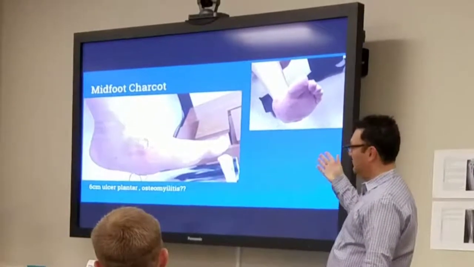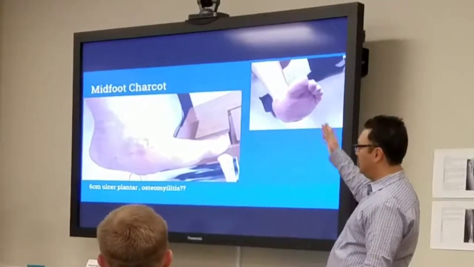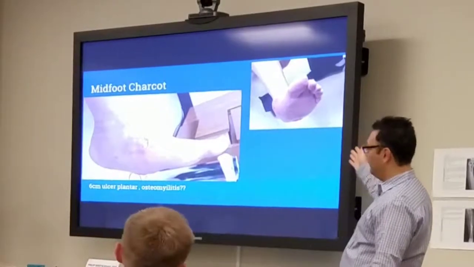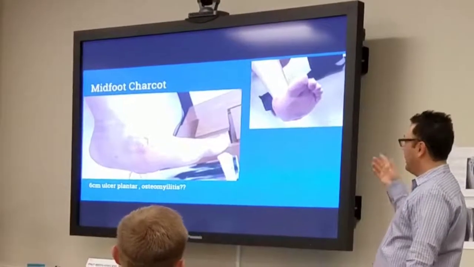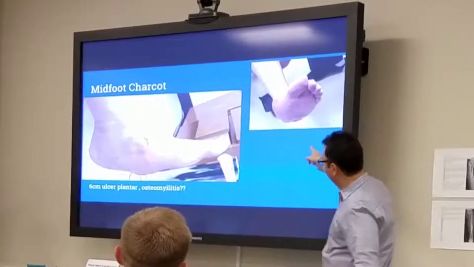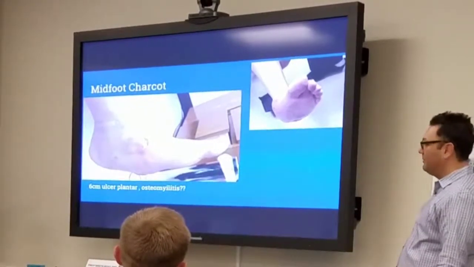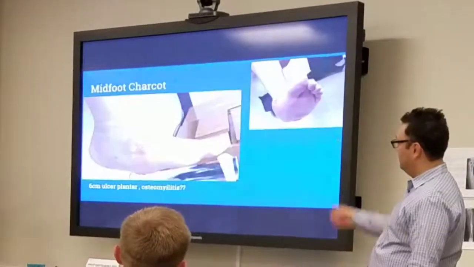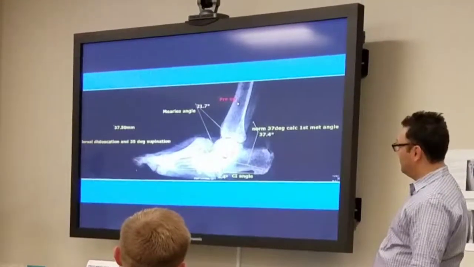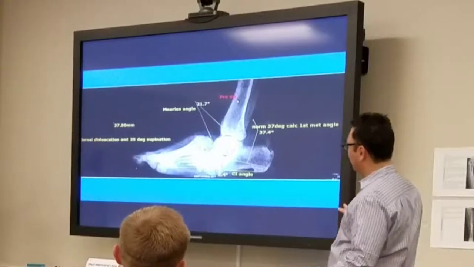Charcot foot. You can see a lot of equinus, a lot of rocker bottom, forefoot abductus. Had a plantar ulcer. If you look really carefully, I'm sorry I didn't get a big picture of that, but just a big ulcer on the bottom and a small ulcer on the inside. This is what his foot looks like. This is a messed up foot.